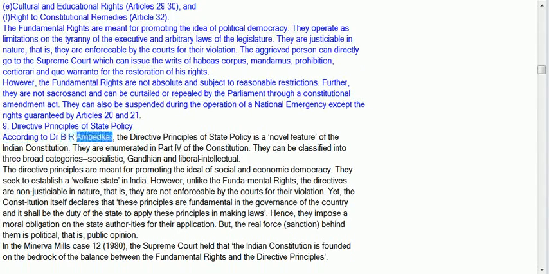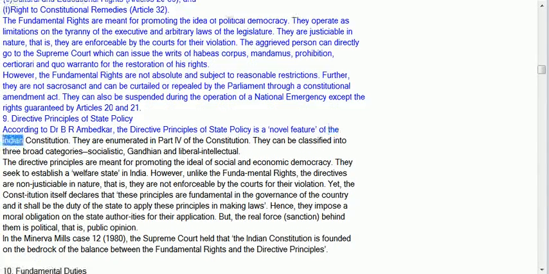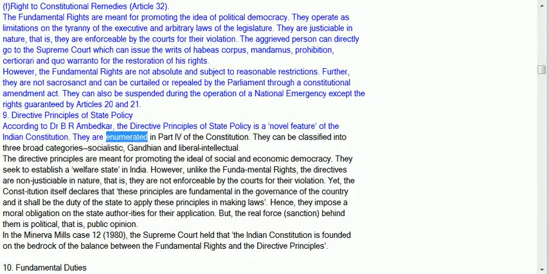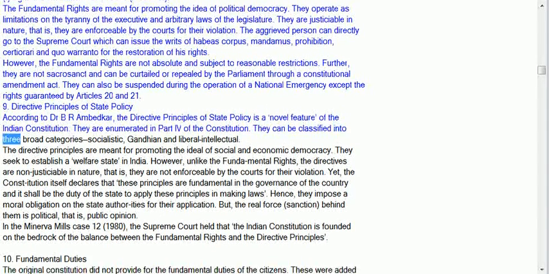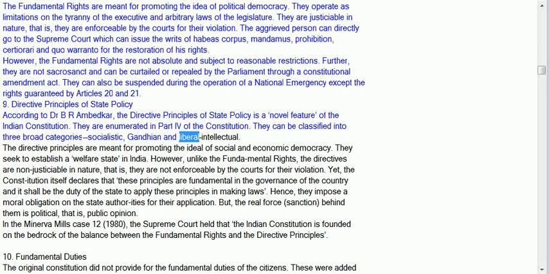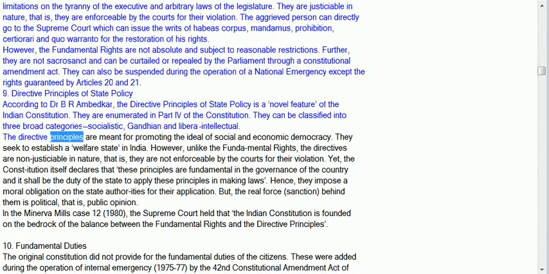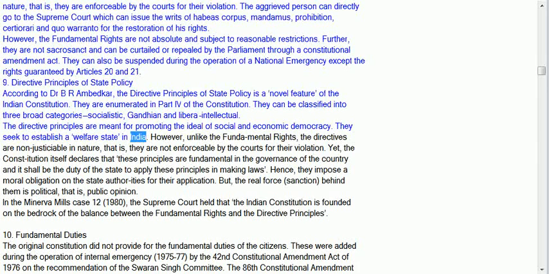According to Dr. B.R. Ambedkar, the directive principles of state policy is a novel feature of the Indian Constitution. They are enumerated in Part 4 of the Constitution. They can be classified into 3 broad categories: socialistic, Gandhian and liberal intellectual. The directive principles are meant for promoting the ideal of social and economic democracy. They seek to establish a welfare state in India.